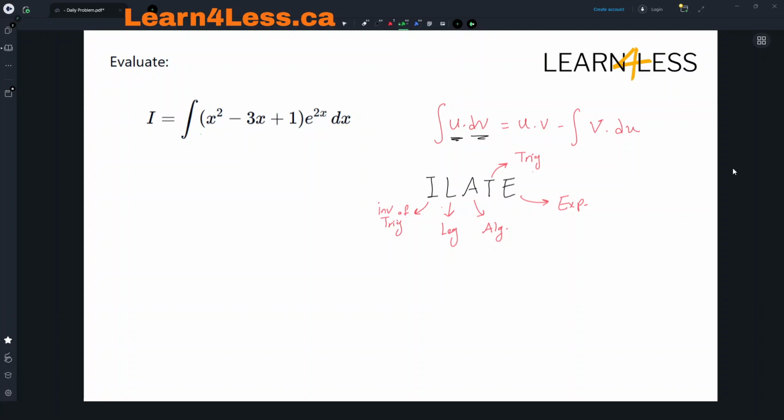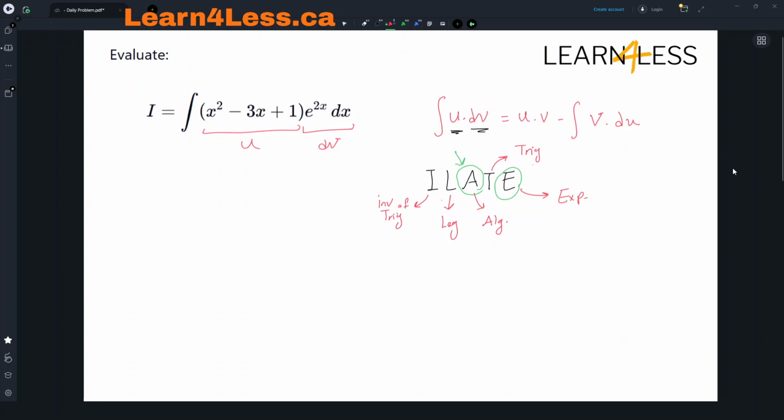Here what we have is a polynomial, which is algebraic, so it's the A part, and we also have e to the power of 2x, which is an exponential function, which is the E part. But because A comes before E, the algebraic term would be our u. So this would be the u, and the rest of that would be the dv part.